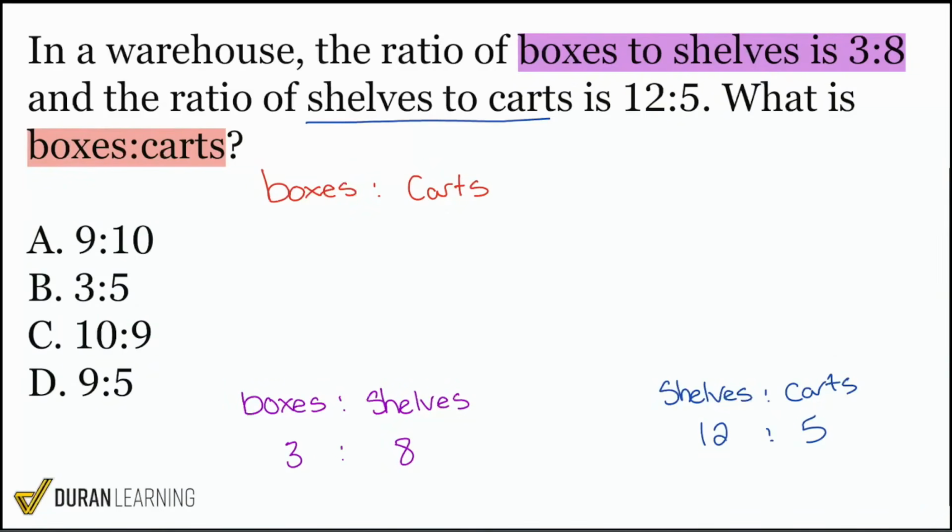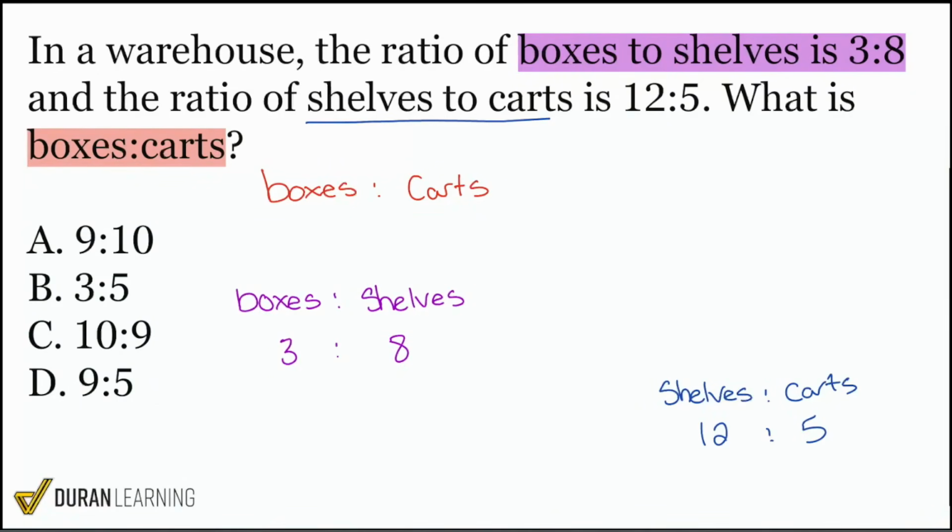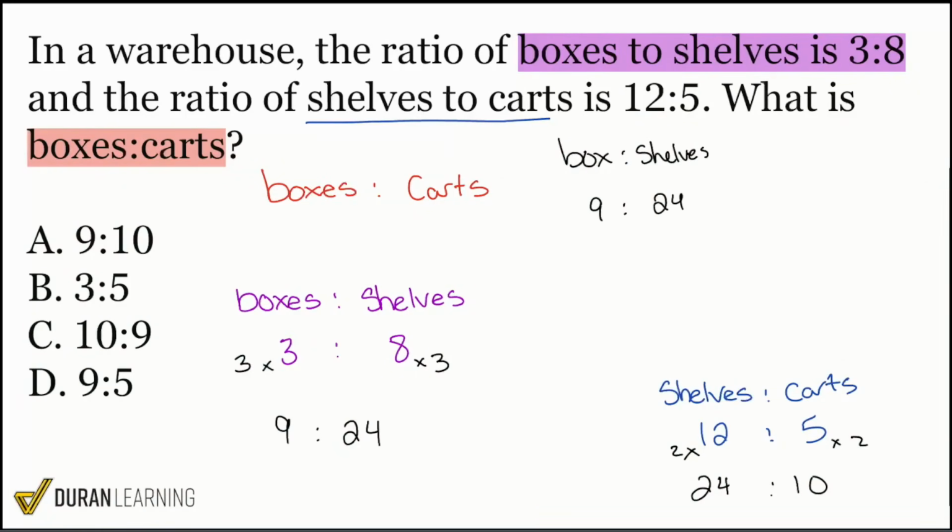So when we get this going, all we have to do over here, let me just move this up. We're going to have 8 multiplied by 3, and we'll multiply everything else by 3 to give us 9 to 24. And then over here, we'll multiply by 2 on the left and the right to get 24 and 10. So now we have boxes to shelves being 9 to 24. And then we have shelves and carts being 24 to 10.